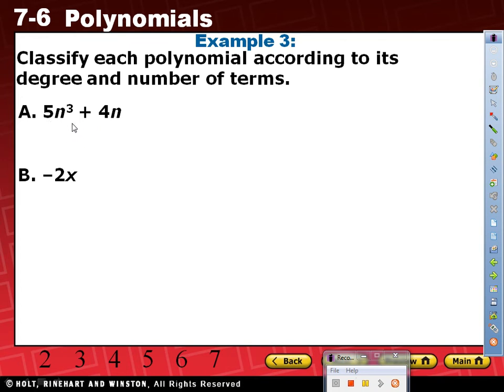Here we have 5n cubed plus 4n, negative 2x. I want you to place each one on the table so that you know the name of it. That's what we are doing. That's why we're doing what? Classifying. That's what it means to classify. We're giving it a name.